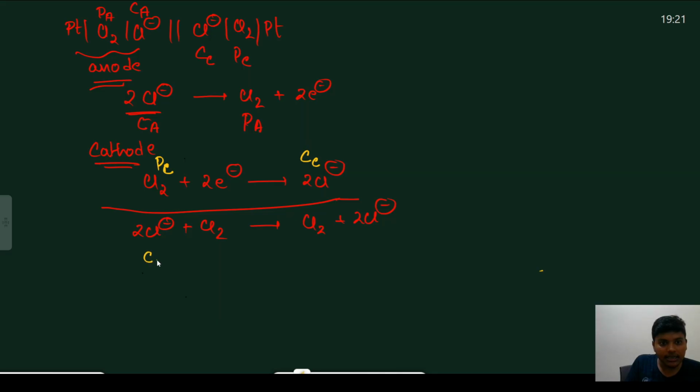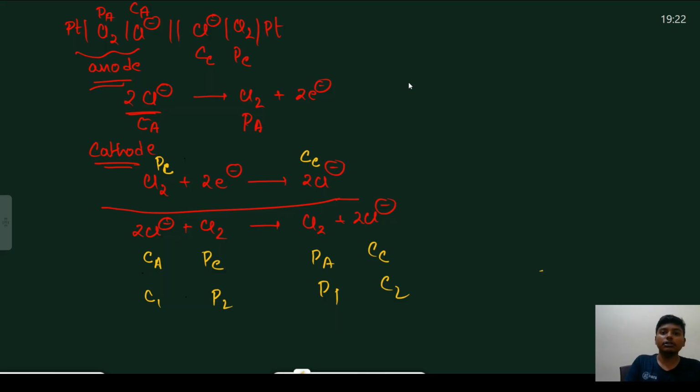This is the concentration of the anode and the pressure of the cathode, and this is the pressure of the anode and the concentration of the cathode. Clear? This is C1, this is P2, this is C2, sorry, this is P1, C2. Understood? Yes, sir.